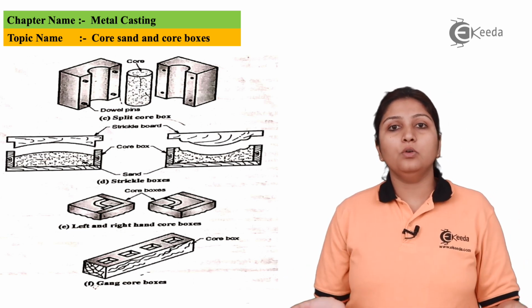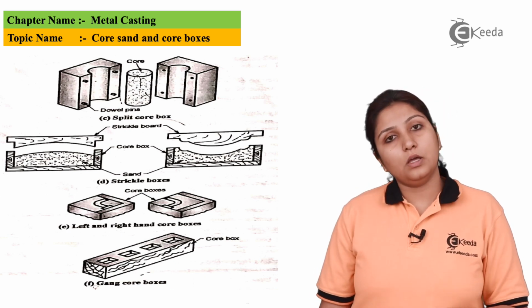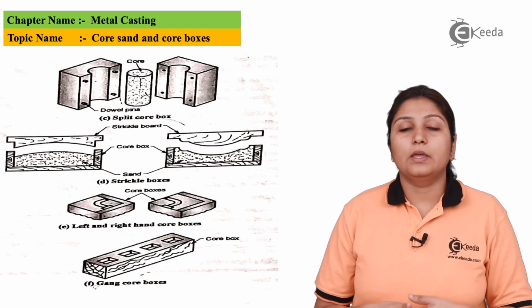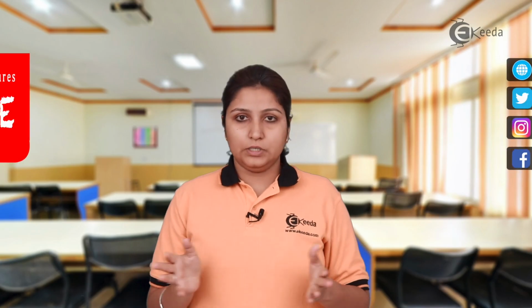N number of small cores can be made in a gang core box, of equal or unequal size, irrespective of the gangs used in the process.